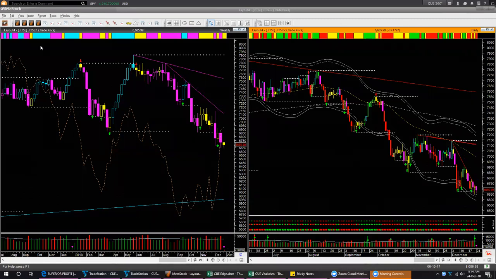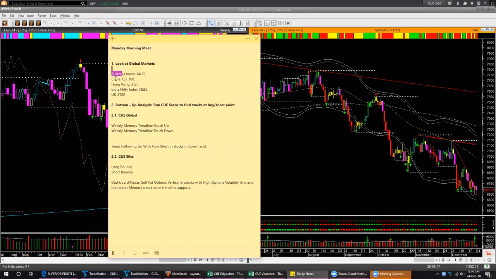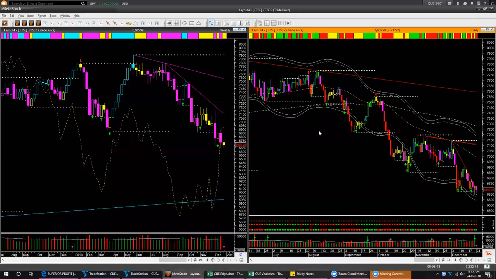We studied multiple global indices: Australia, China, Hong Kong, India, and UK. All of them are in a downtrend. India is the only one that was stronger, but it started dropping from Friday. So as of today, none of the global indices are strong enough to look for buying opportunities.